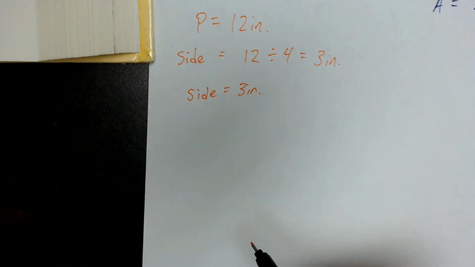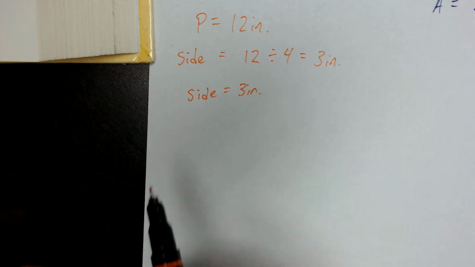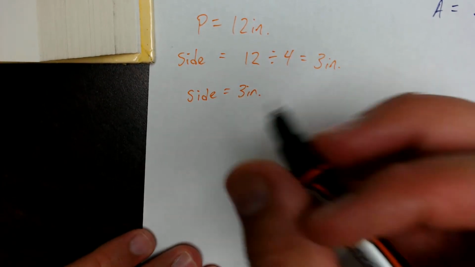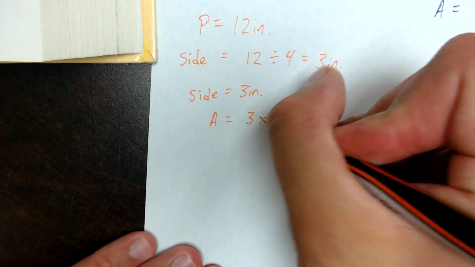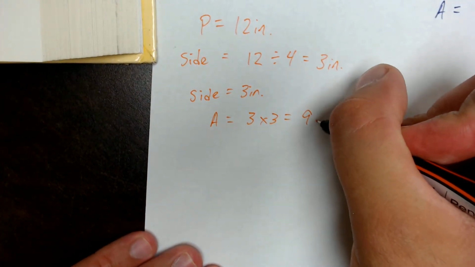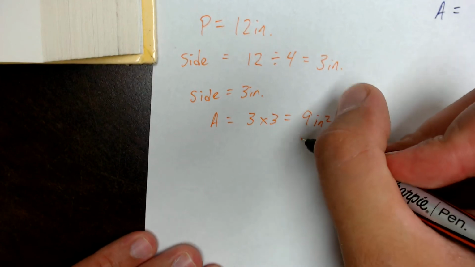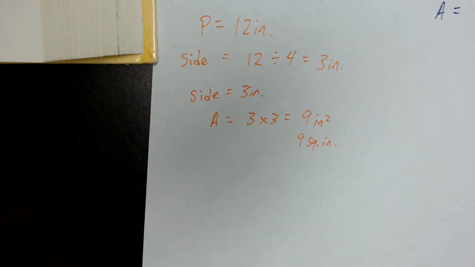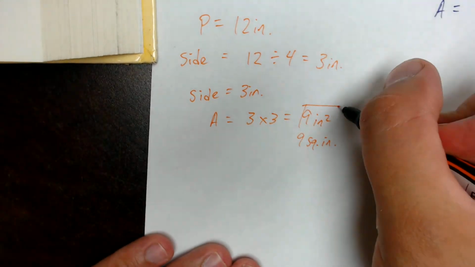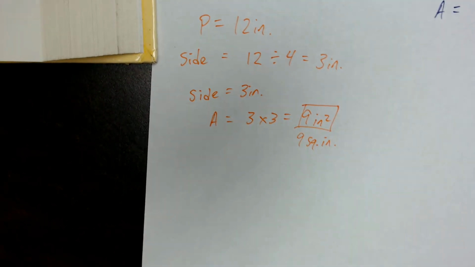Is that my final answer? No, because if you remember, the problem wanted to know what's the area of the square. So now that I know the side, all I have to do to find the area is multiply 3 inches by 3 inches, which gives me 9 inches squared, or 9 square inches. So the area is 9 inches squared, and that is my final answer.